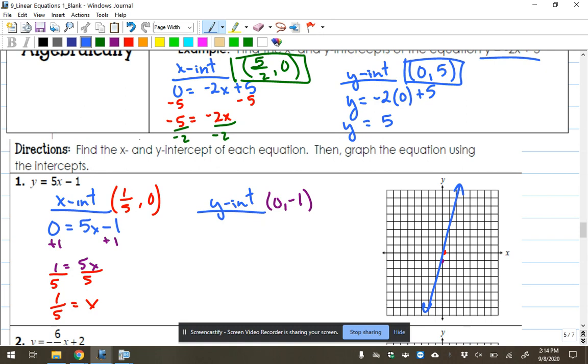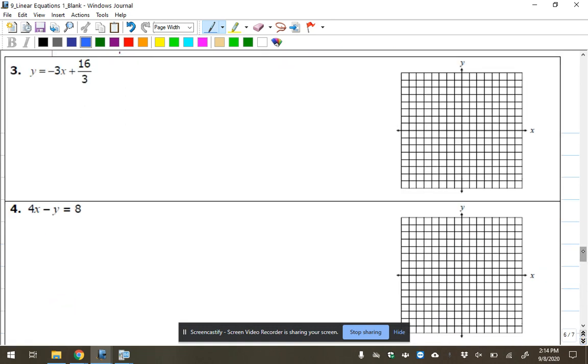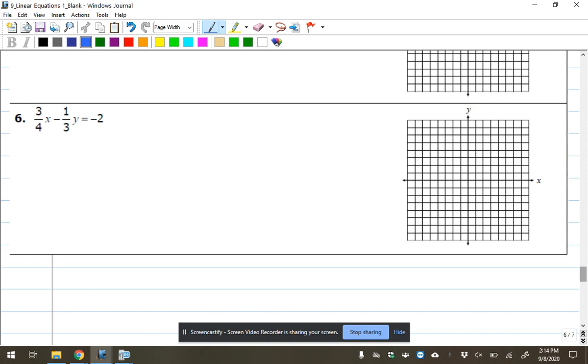All right, let's jump down to number 6. Let's do number 6, and then be done with this packet. That one's got fractions in it, and that's always a fun thing. We're still going to find the x and the y-intercept. I'm going to find the x-intercept first. How do I find an x-intercept? Put y as 0. So 3/4 x minus 1/3 times 0 equals -2. We know what happens to the 1/3 times 0. It creates a 0, but it really just goes away, right?